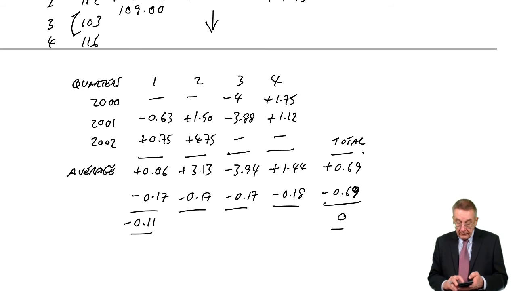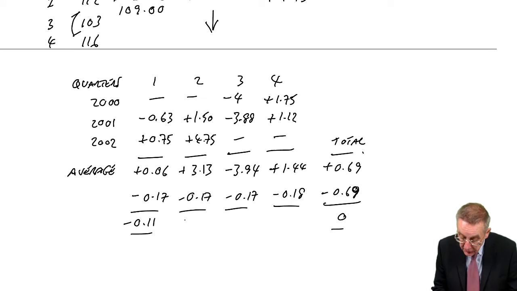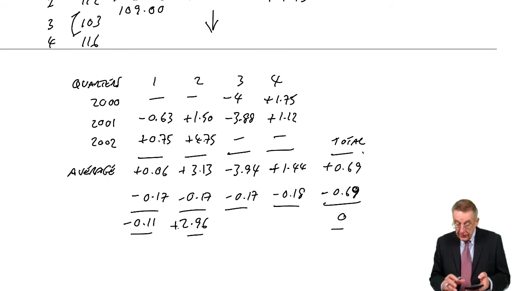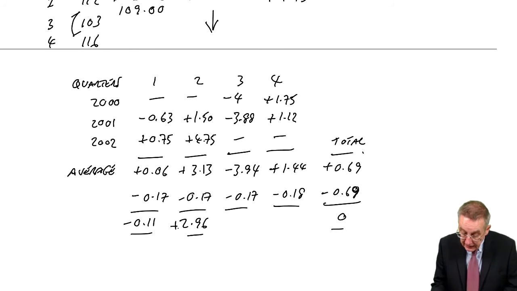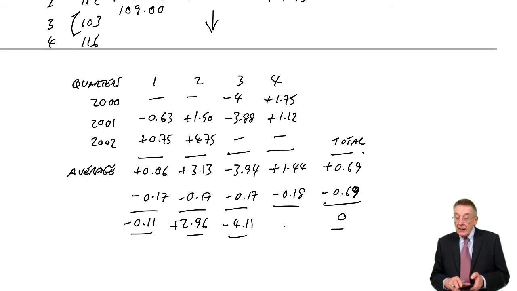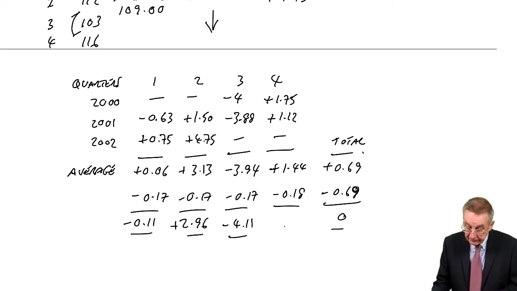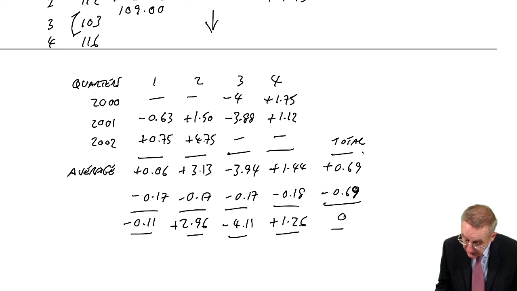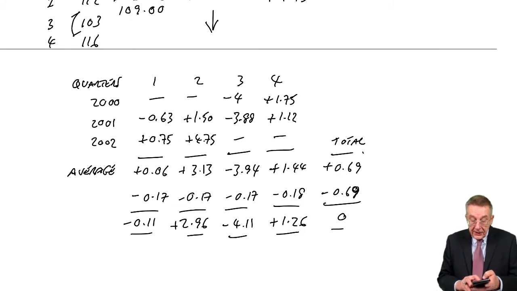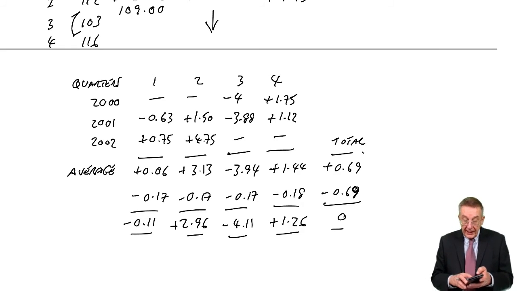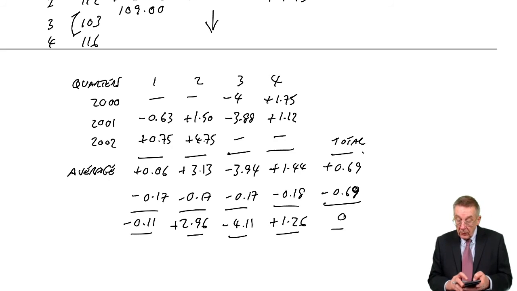3.13 minus 0.17 is 2.96. 3.94 minus 0.17 is minus 4.11. And finally, quarter 4, 1.44 minus 0.18 is 1.26. And do that up to 0? Minus 0.11 plus 2.96 minus 4.11 plus 1.26. Yes, they do.